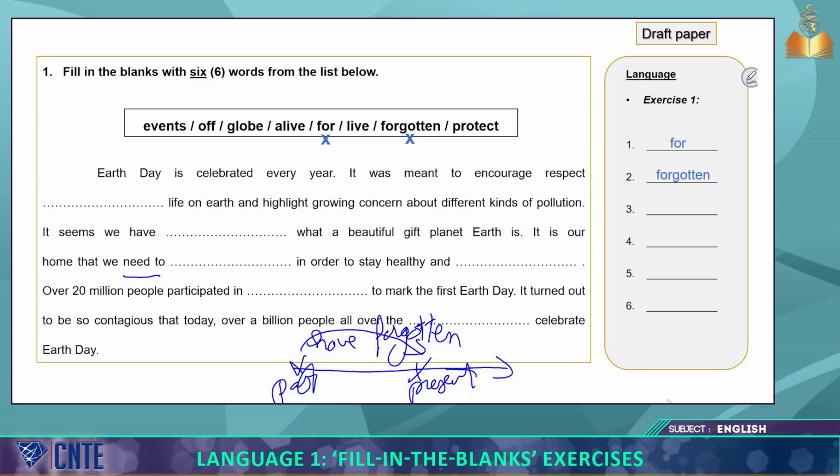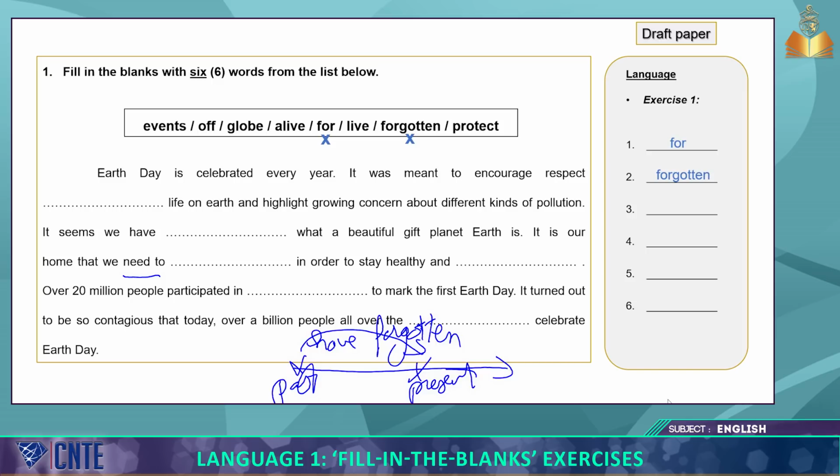In the list, there are two verbs in the base form, live and protect. We can't write "It is our home that we need to live in order to stay healthy," because this doesn't make sense. However, if we write "It is our home that we need to protect in order to stay healthy," the sentence has a clear meaning.